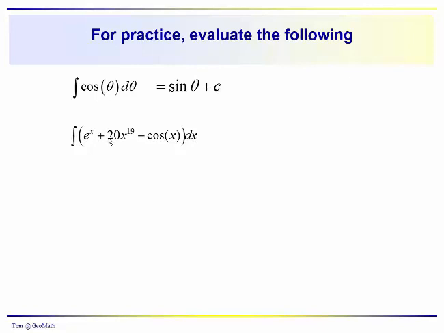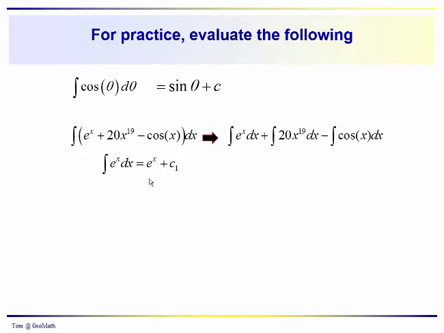Now, in this second integration, we said that this integration operation is distributive. We can just take that integration operator and distribute it through those terms. So we have the integral of e to the x dx plus 20x to the 19th dx minus the integral of cosine x dx. And looking at those term by term, we know that e to the x is kind of an indestructible function under differentiation. It's also that way under integration, integrated over and over and over again.